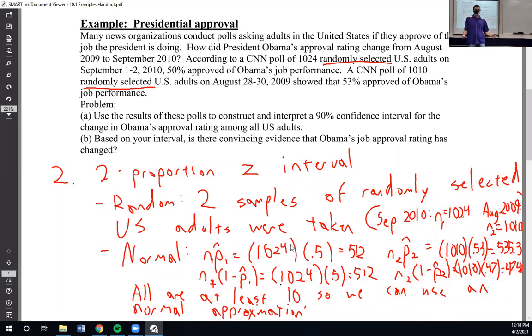Remember, that doesn't mean the distribution is exactly normal. It means it's close enough to normal that we can use z-scores and normal CDF and inverse norm to get z-scores and all that good stuff in our formulas in step 3. That's what we're saying.